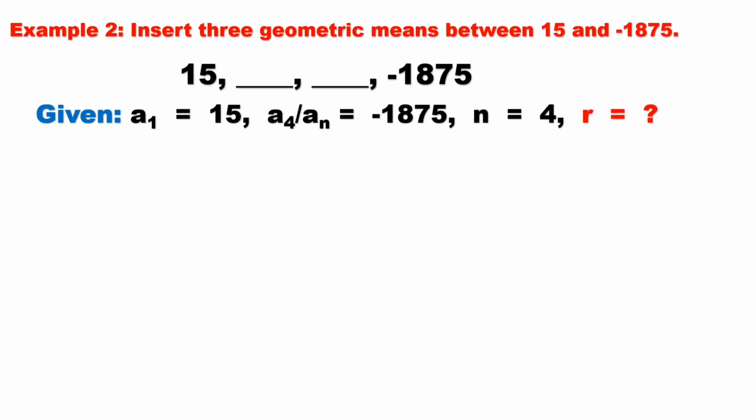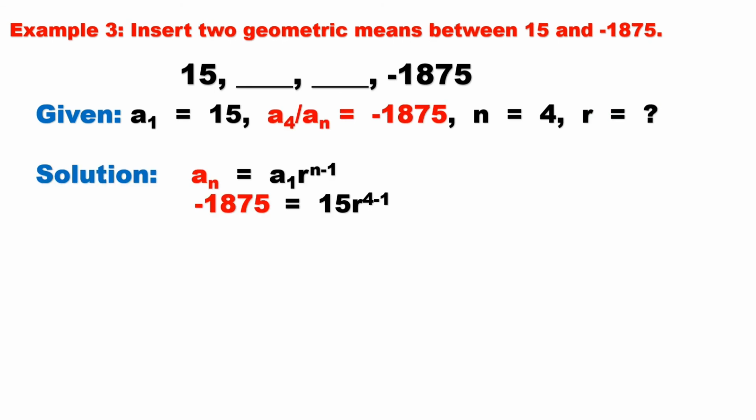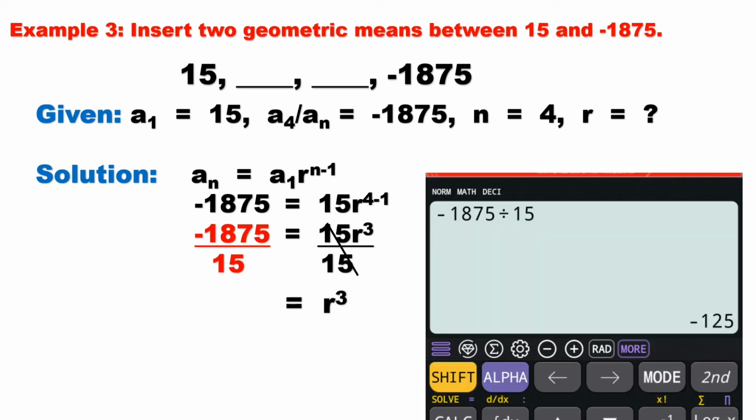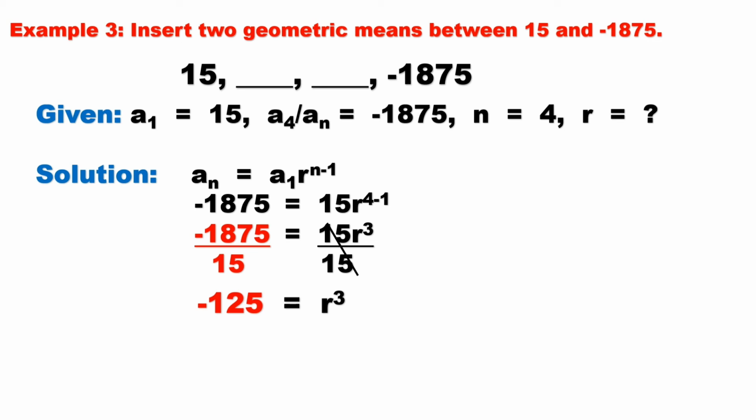Substituting the values on the formula, we have A sub n equals negative 1,875, A sub 1 equals 15, n equals 4. First, simplify the exponent. 4 minus 1 equals 3. To remove the coefficient 15 from R cubed, divide both sides by 15. Cancel 15, so we have R cubed. Negative 1,875 divided by 15 equals negative 125. To remove the exponent 3, extract the cube root of both sides.